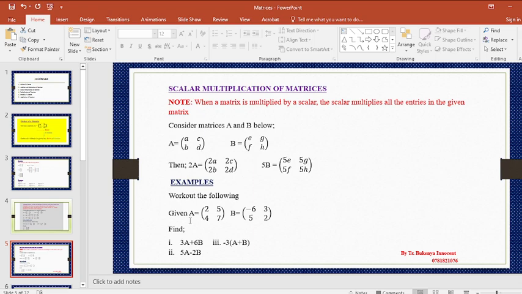Examples, work out the following. Given A equals 2, 4, 5, 7 and B equals negative 5, 6, 5, 3, 2. You'll find 3A plus 6B. How shall we get 3A? 3A is 3 multiplying the whole of the entries in matrix A. Then for 6B, we shall again have 6 multiplying all the entries here. Then the resultant matrices shall be added, and we shall get our answer.